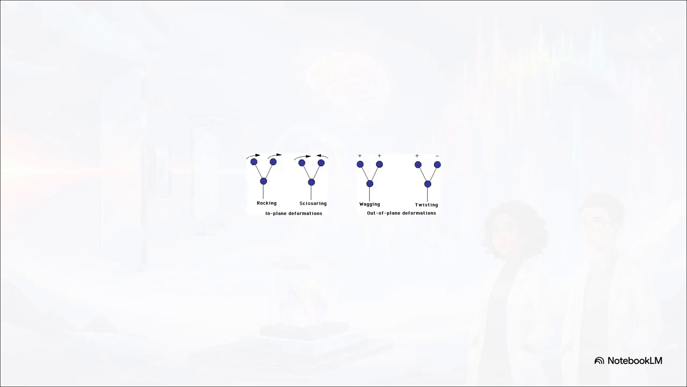Think wagging, where two atoms oscillate up and below the plane together, or twisting, where one atom comes up above the plane while the other pushes down below it. Each of these specific geometric moves creates its own beautifully unique energy signature.